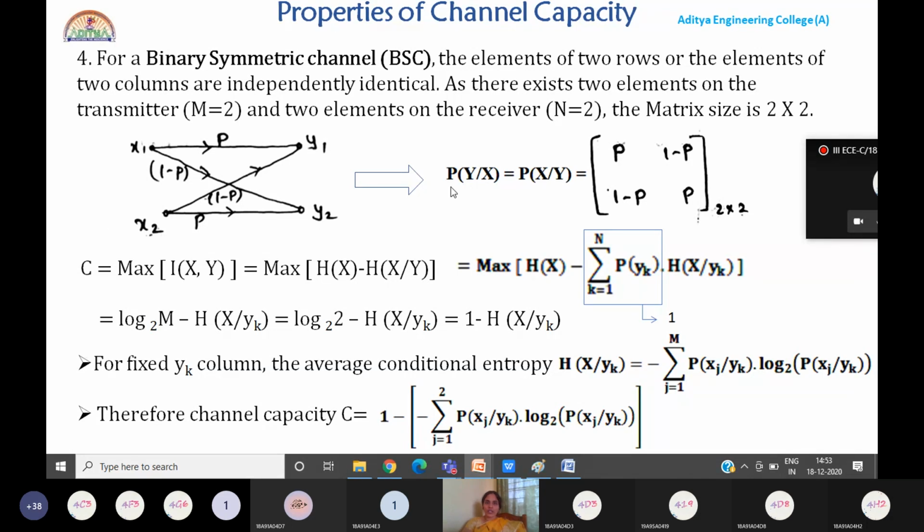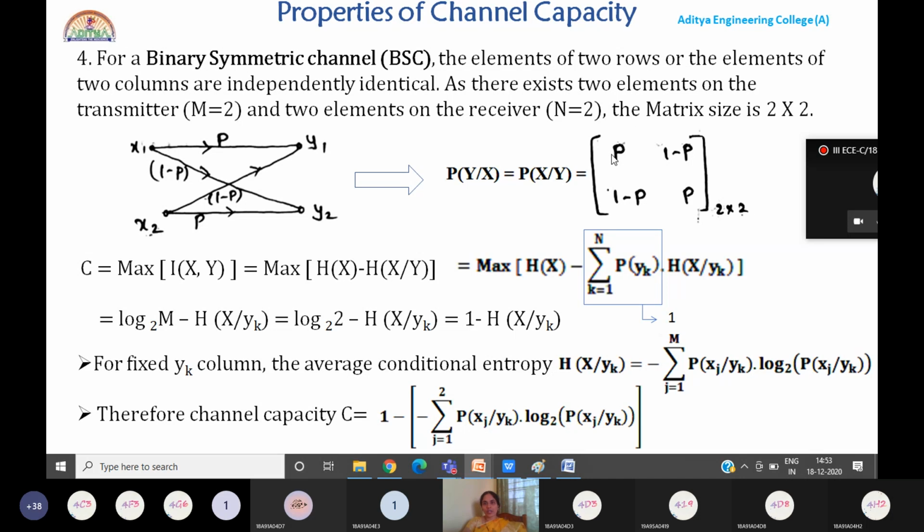So this is not the joint probability matrix, because if you add all these, P plus 1 minus P plus 1 minus P plus P, it will be 2. 2P and 2P get cancelled, but you will get 2. So I cannot say that this is the joint probability matrix.